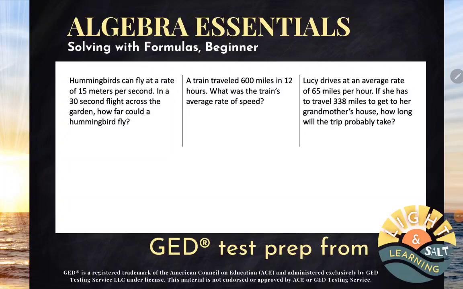Hey, algebra students, I wanted to do particular examples with you just to show you how one formula can be used to find different variables, okay? So let's take a look at the first one. It says hummingbirds can fly at a rate of 15 meters per second.